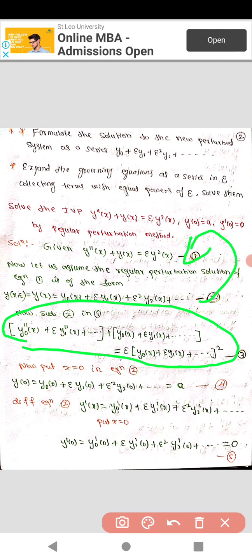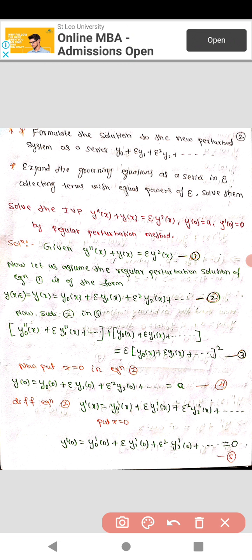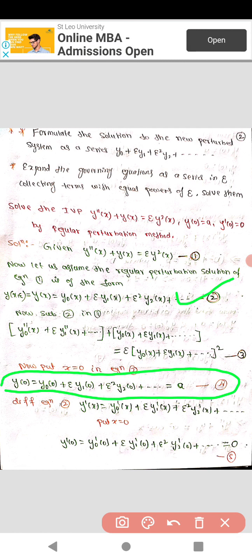Now in equation 2, put x equals 0. We get y naught of 0 plus epsilon y1 of 0 plus epsilon square y2 of 0 and so on, equals a. Why am I taking a? Because here it is given that y of 0 equals a. Therefore this equals a. I am taking this as equation number 4.